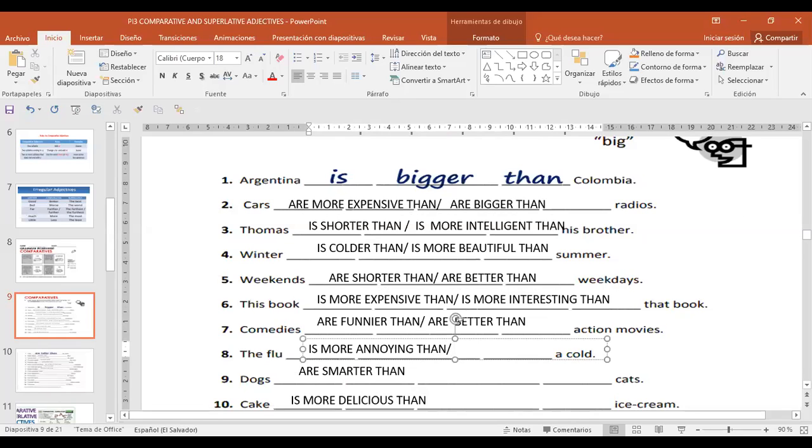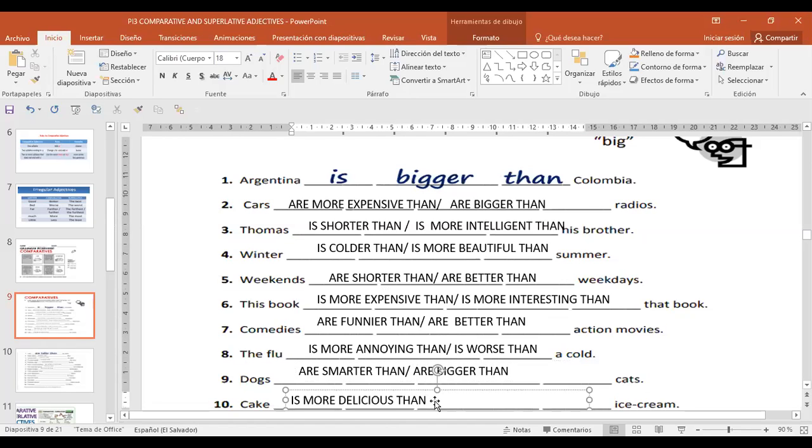So, could you give another example? Podríamos usar worse, ¿verdad? Is worse than a cold, okay? Dogs are smarter than cats. Okay, what do you think about any other example? Dogs are bigger than cats. Excellent.